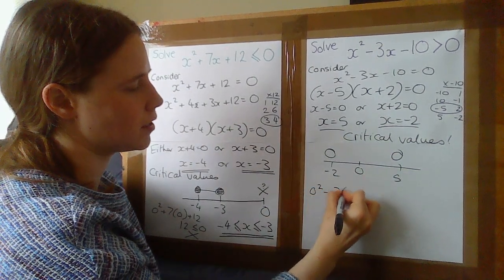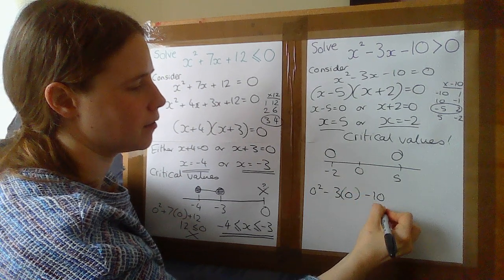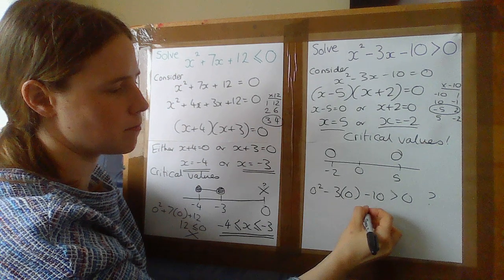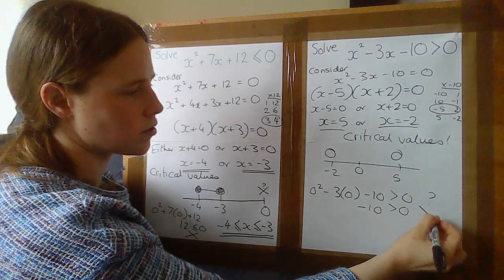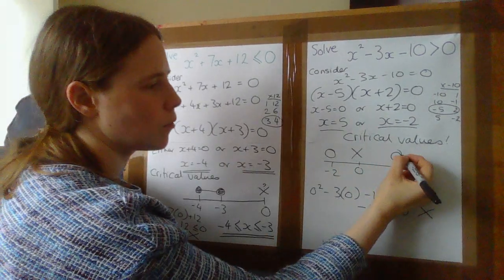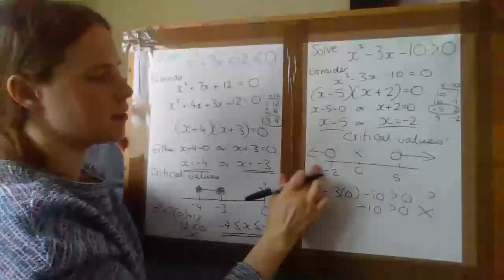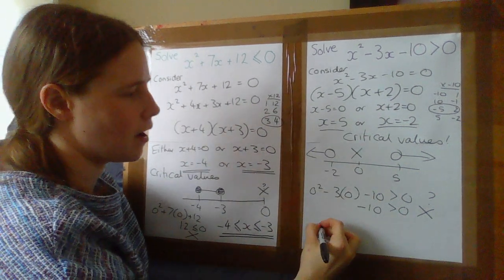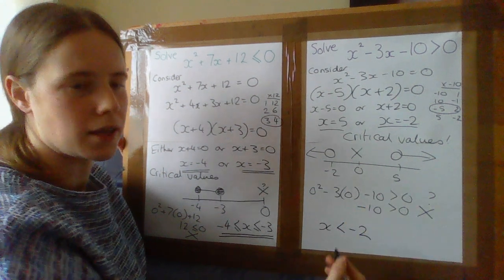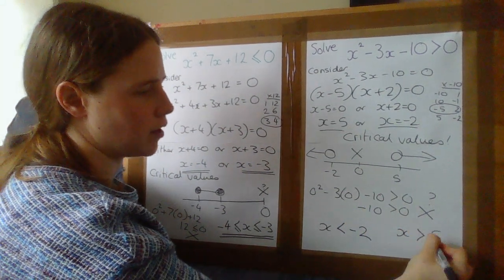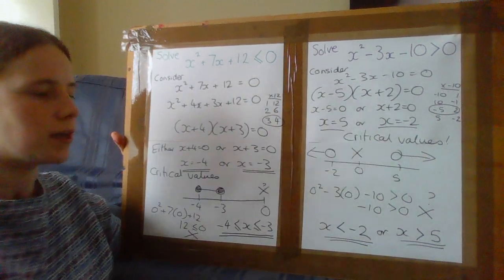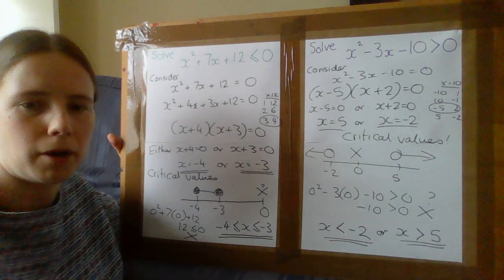0 squared minus 3 lots of 0 minus 10. Is that true or not? 0 minus 10 is minus 10. That is not bigger than 0. So I do not want the inside. I instead want the outside. This inequality is represented by x is less than minus 2. And this inequality is represented by x is bigger than 5. Okay? And I need to pop an or in there because it can be that or that, not both at the same time.